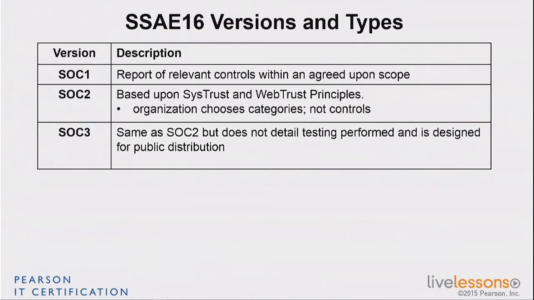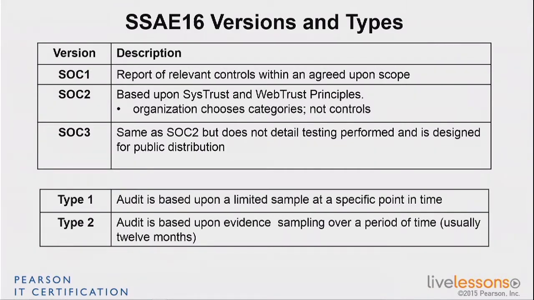It's very different, again, than that SOC 1, where the contracting organization defines the scope and says, these are the controls I want you to look at. A SOC 3 is similar to a SOC 2, but it doesn't detail the testing performed, and it's really designed for public distribution. And when we say public distribution, we're saying more than just your supply chain partners or anyone you want to do business with, but truly you might put it out on your website for anybody who wants to see it. So a SOC 3 is really thought to be more of a marketing document.